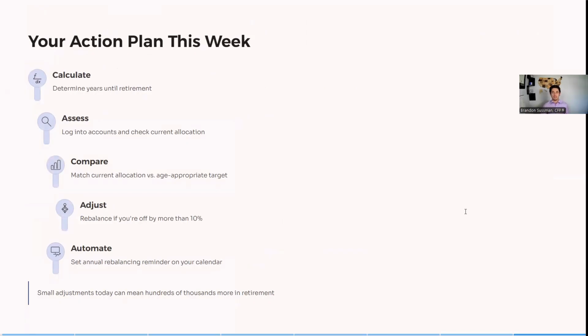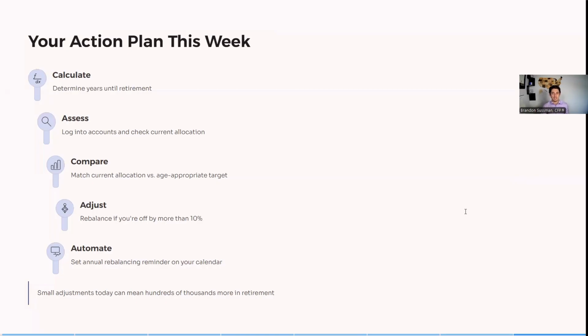I just mentioned this actually, matching the current allocation with the age appropriate target, right? So looking at what we talked about today. Adjust if you need to. So rebalancing. Basically, you're going to be selling one part of your portfolio and buying the other, right? Selling some stocks and buying some bonds to make that change. So if you see that you're way off right now from some of the things I talked about today, maybe it's over a 10% difference between what I'm showing you, talk with your financial advisor, do some research, and see if you want to make that adjustment and rebalance your portfolio.